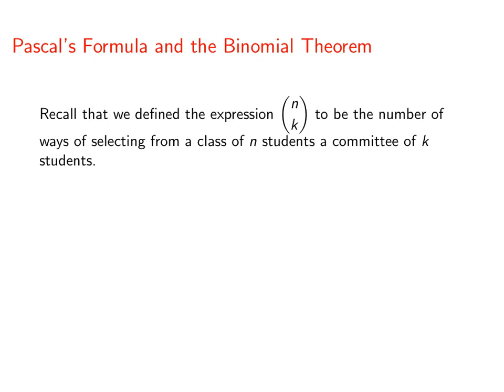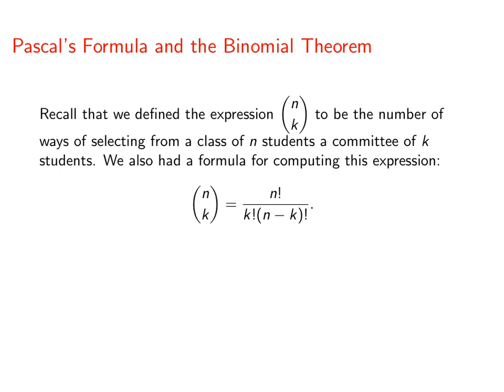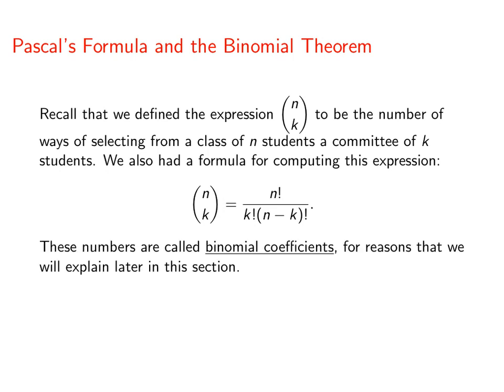Hello, discrete math fans. So remember, we talked about the expression n choose k, and this is the number of ways of selecting from a class of n students a committee of k. So k is less than or equal to n. We came up with a formula for computing this expression, and that's this right here. N choose k is equal to n factorial over k factorial times n minus k factorial. These numbers are called binomial coefficients, and we'll talk about why later in this section.